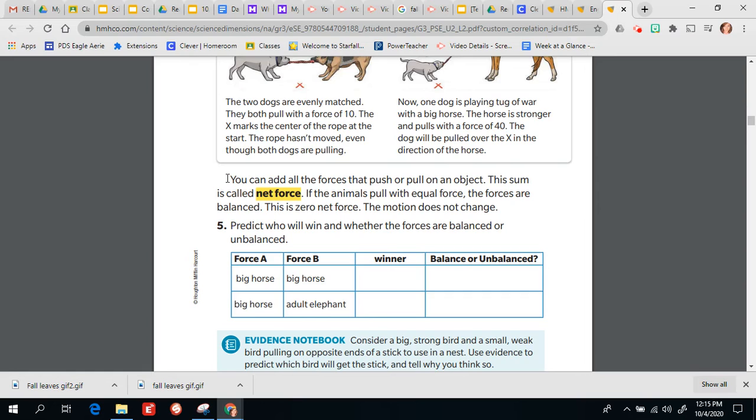Number 5, predict who will win and whether the forces are balanced or unbalanced. So down here in the table, we have force A, a big horse, and force B, another big horse, or an adult elephant. So if you imagine a tug of war between a big horse and another big horse, who do you think will win? And is the force balanced or unbalanced? What about a tug of war between a big horse or an adult elephant? Who would win? And is the force balanced or unbalanced?